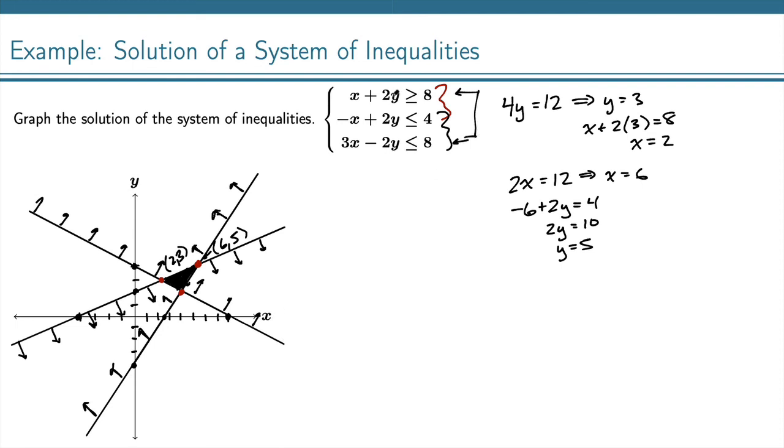So again, if we add those two equations, we'll eliminate y. And we get 4x equals 16. So x equals 4. If we plug that in the first equation, we get 4 plus 2y equals 8, or 2y equals 4, which leads to y equals 2. So 4, 2 is the last point. That's this point right here.